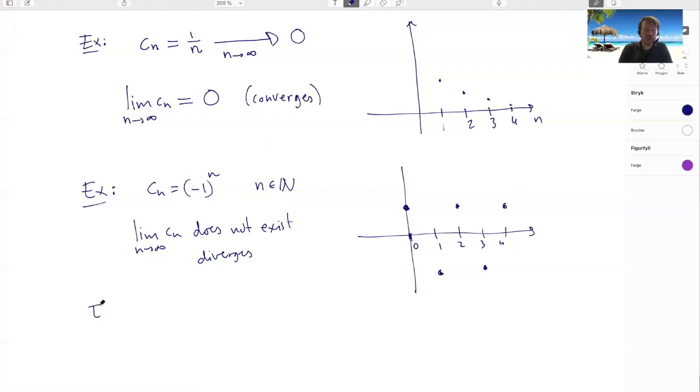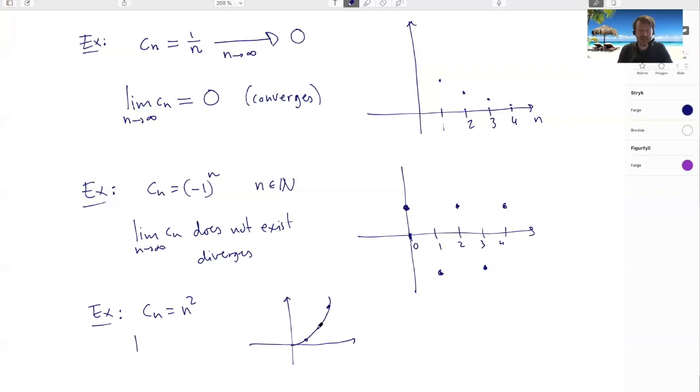We can do another example. For instance, we could do Cn equal to n squared. Now this will get bigger and bigger and bigger. And if we do a drawing here, we would see that it would follow the parabola. So it would be here, here, here, and so forth. And this also diverges.